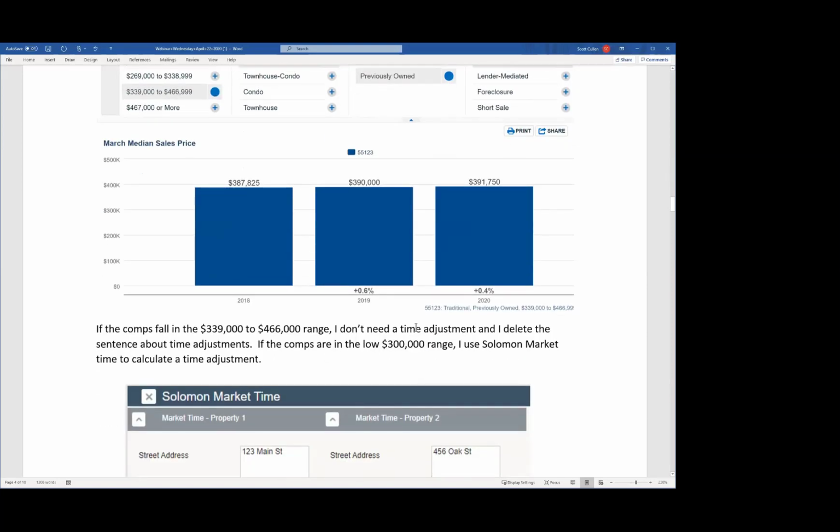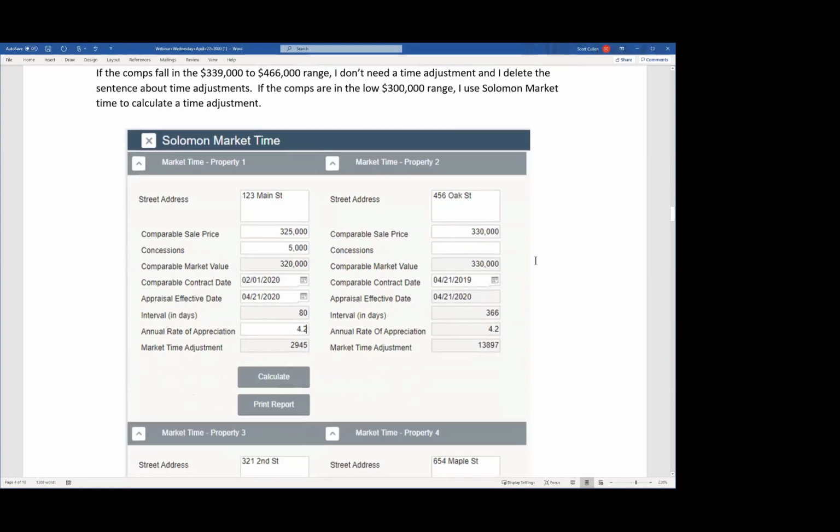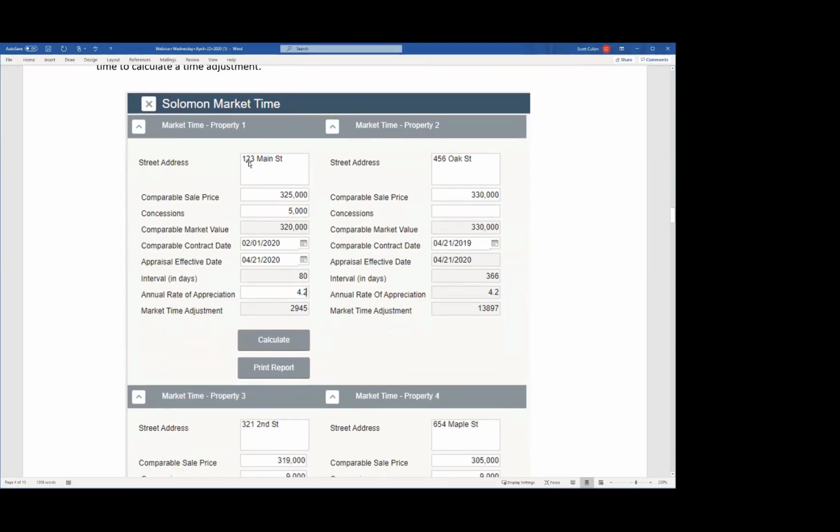So how would I use this information? Well, I would go to the Soliman market time calculator, and there's also one within Sidekick, which is our other program. But what I would do is enter the street address for comp 1, the sale price, the concessions. I would click on this little calendar feature here and go back to the comparable contract date, let's say it was February 1st, 2020, and the appraisal effective date was yesterday, it looks like.